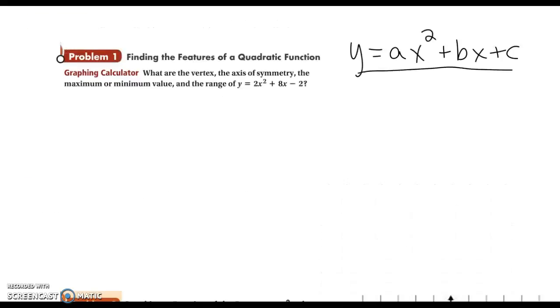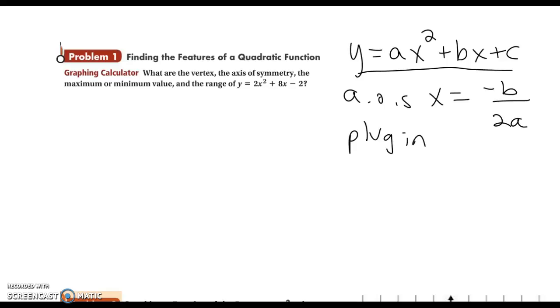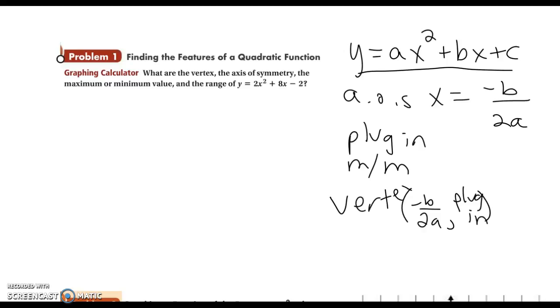Here at the right we have the general standard form of a quadratic. Now what we learned yesterday is to find the axis of symmetry, you're going to do negative b over 2a. Once you find the axis of symmetry, you can plug that in, and that's going to give you your min-max value. Put those two numbers together, and that will give you your vertex. So you're going to do negative b over 2a, and then plug that in, and that will give you your vertex.